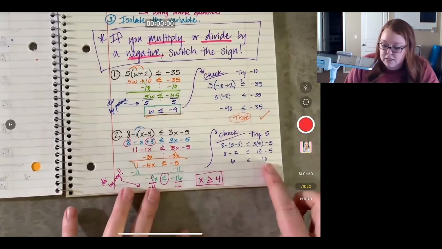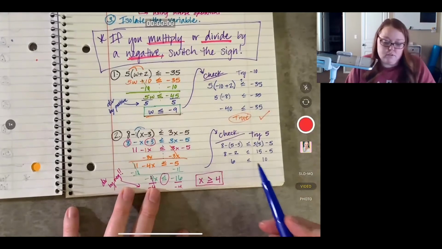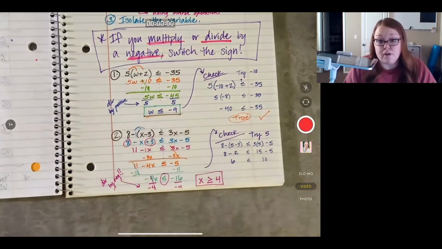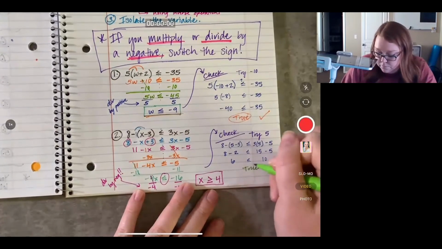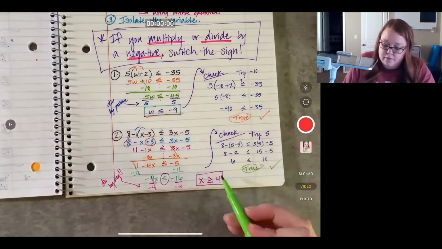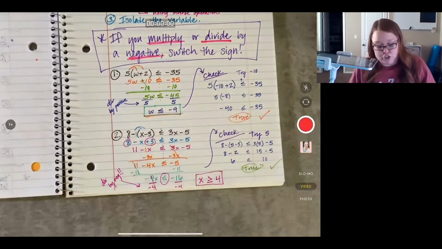So we get this statement at the end. 6 is less than or equal to 10. Is that true or false? 6 is less than or equal to 10. That's true. That's how you know that this was the correct answer. It had the correct direction.